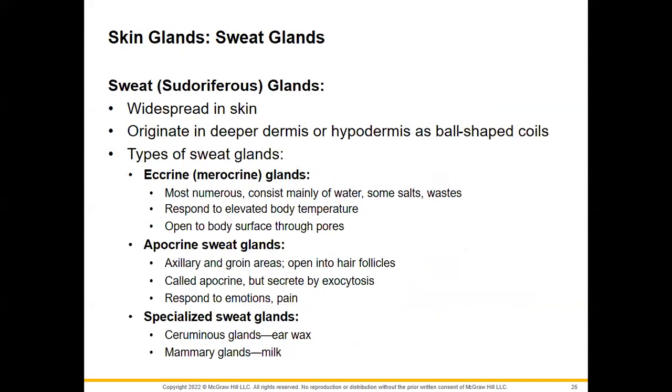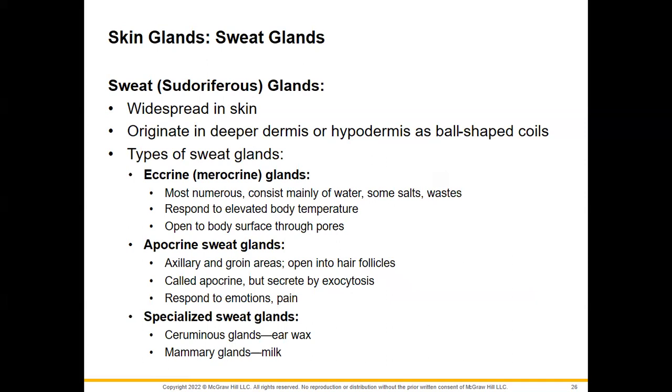All right, let's talk about the sweat glands. So sweat glands, you'll find sweat glands throughout the entirety of the skin. All the skin has some type of sweat glands or another. Sweat glands will originate in the deeper part of the dermis or even in the hypodermis. They're ball-shaped coils. So you have basically a long, long tube that is coiled on top of itself to create a ball.